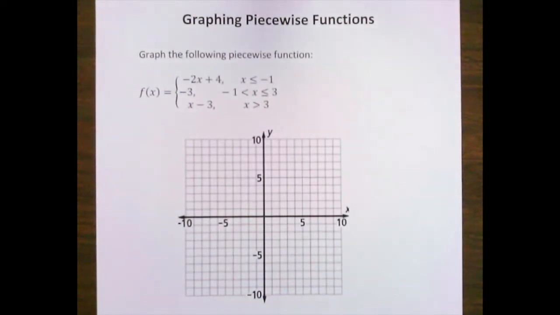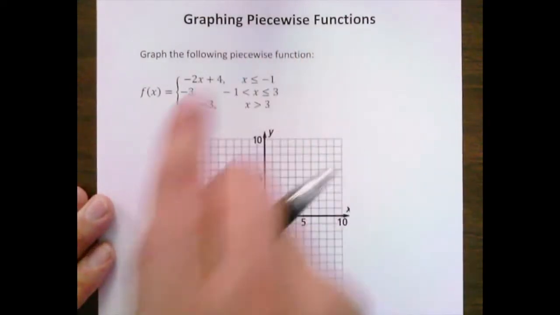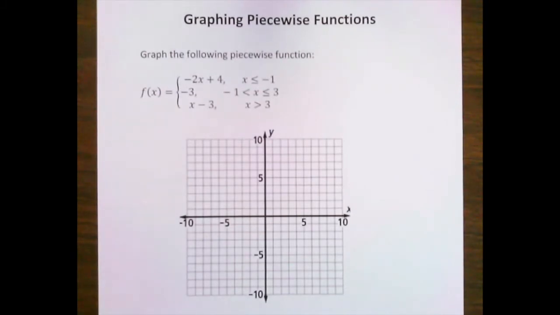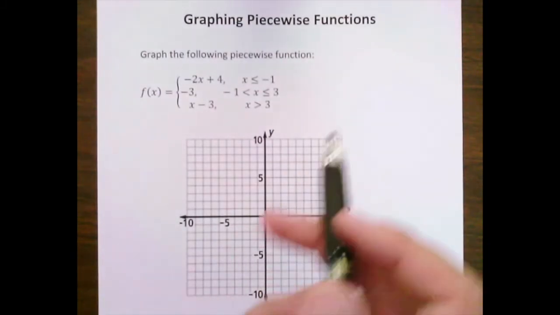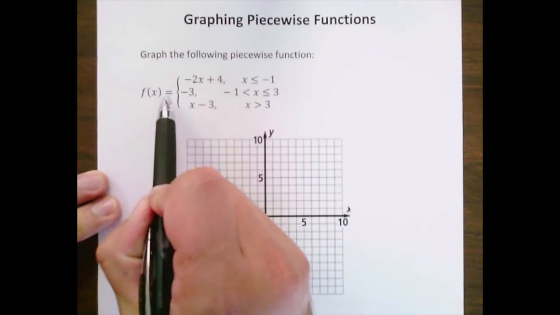Everybody, I'm going to talk about how to graph a piecewise function. So piecewise function, kind of the name tells you what's going on. A piecewise function is going to have multiple pieces, and together they make a function. So we're going to graph the following piecewise function, that is f of x.